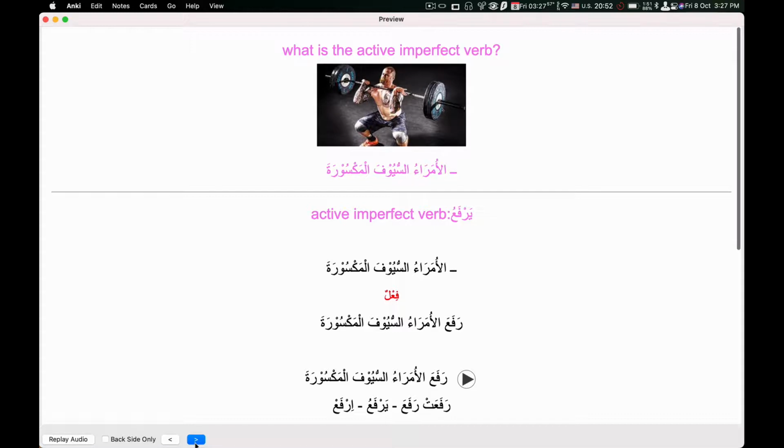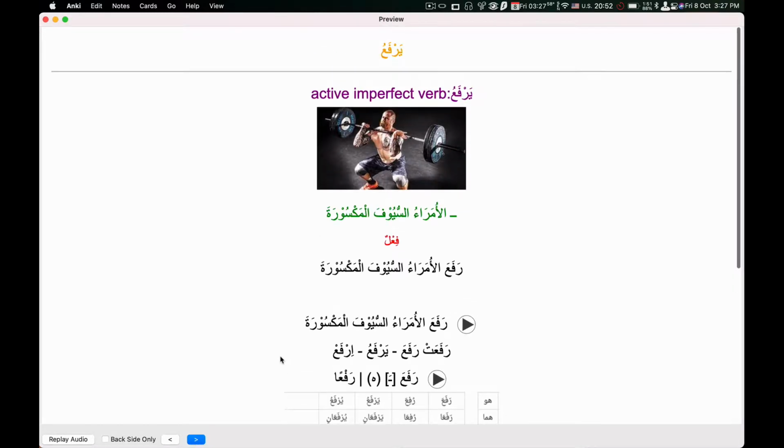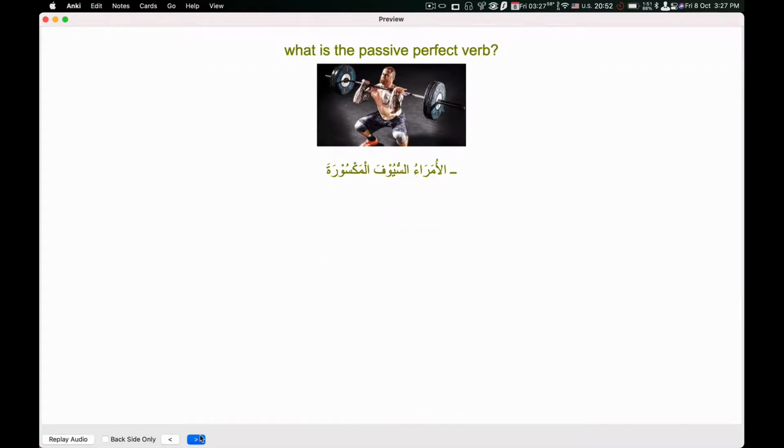So next one. As I said, anything I've colored in blue means you have to create a sentence out of it. Any other color, you basically just have to imagine what the word means. And from here, yarfa'u, I know is an imperfect verb for lifting or raising. So we know it's someone raised, correct? So now it's going to test me on the passive perfect verb.